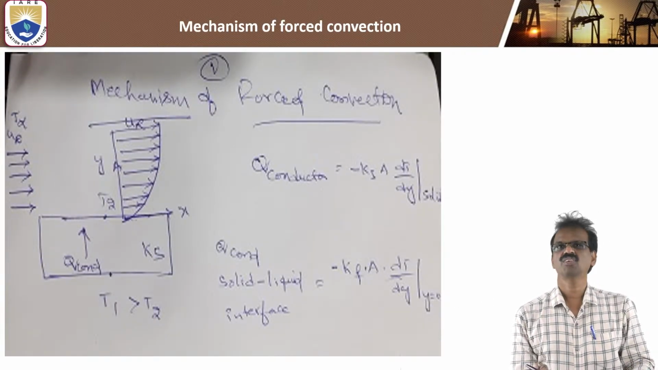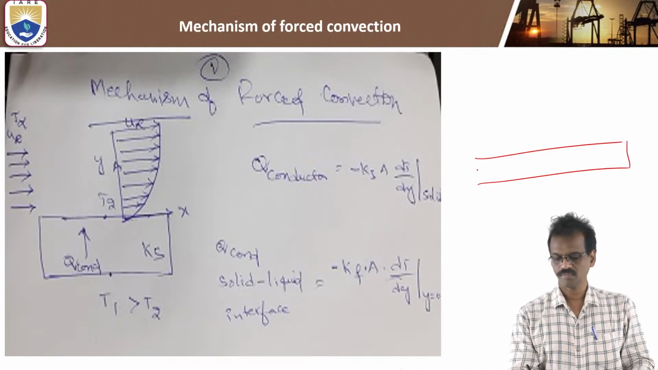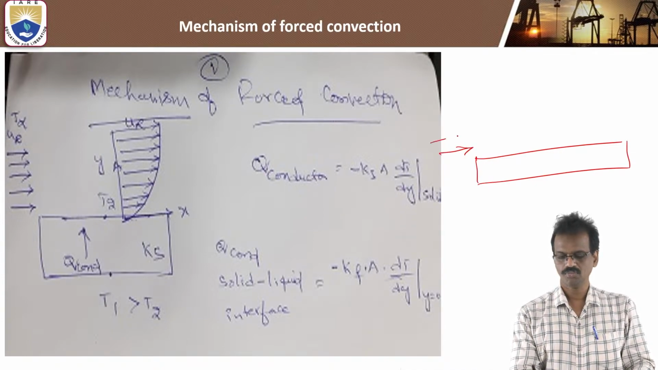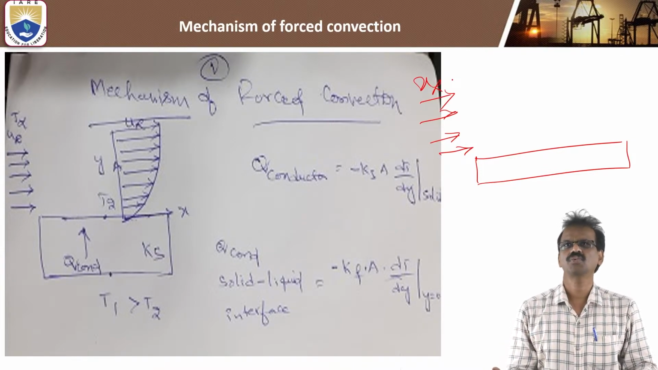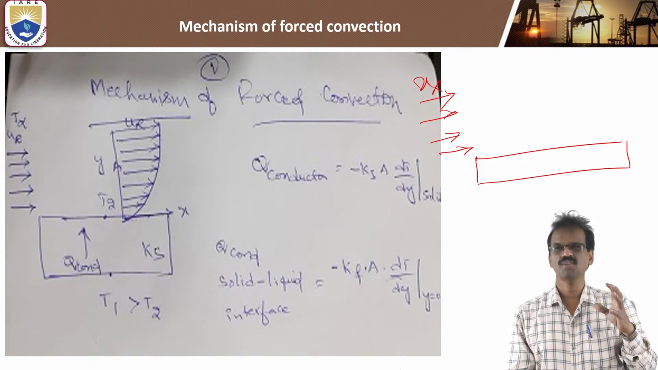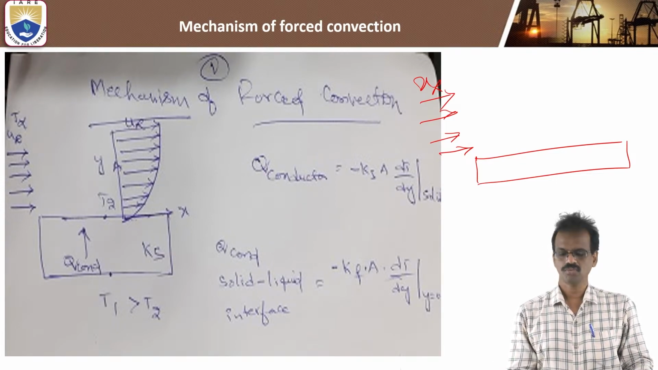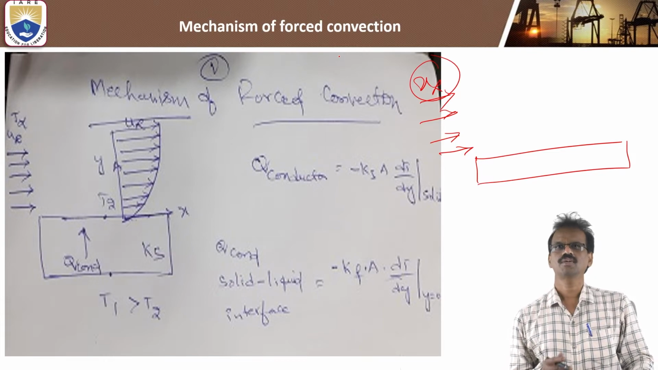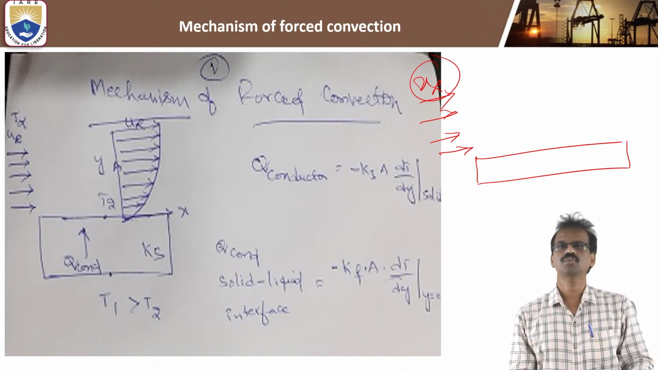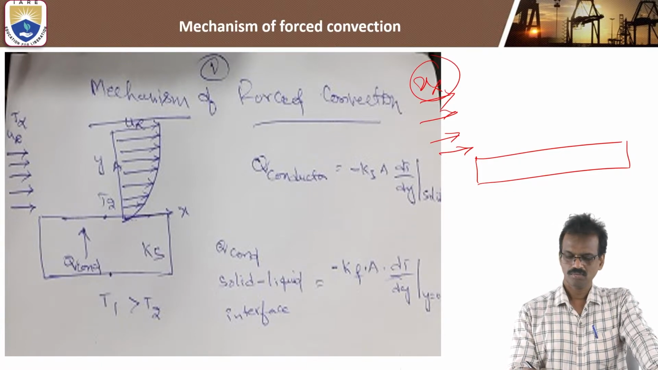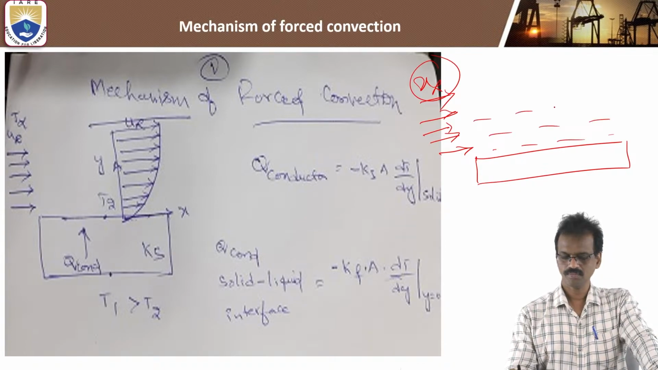Here, you know that there is a solid surface like this one, and the fluid is flowing like this. The velocity of the fluid is equal to u infinity because it is forced convection. With the help of some fan or external agent, the fluid moves from one place to another place. If the velocity is constant, that is forced convection flow. The fluid is flowing like this, and the velocity profile is like this.